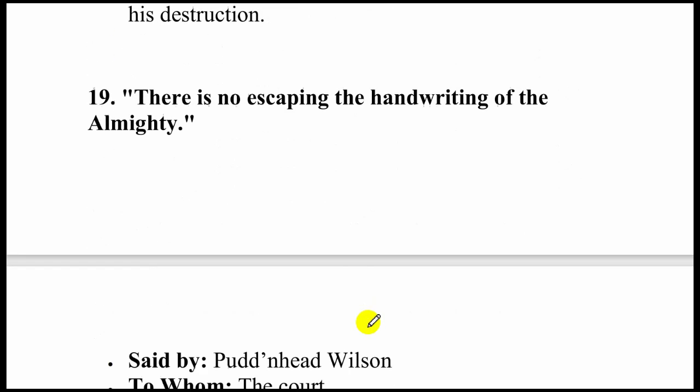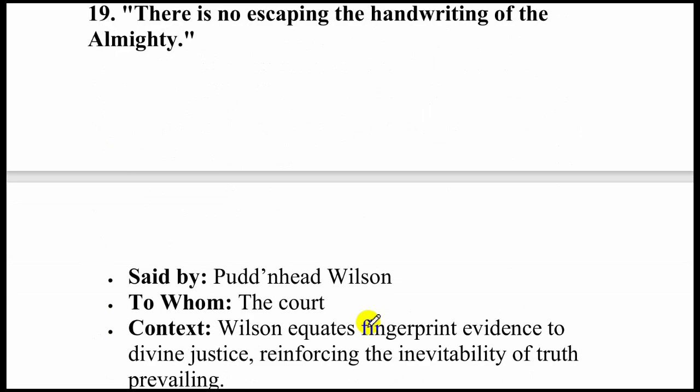Next, "There is no escaping the handwriting of the Almighty." Pudd'nhead Wilson to the court. Wilson equates fingerprint evidence to divine justice, reinforcing the inevitability of truth prevailing.